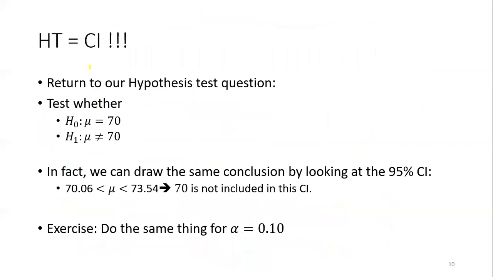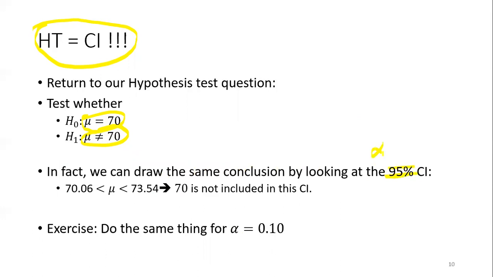A final remark is that hypothesis testing is equivalent to a confidence interval. In fact, this is the start of our discussion at the beginning of this video. Just return to our hypothesis test question, where we test whether mu is equal to 70 or not. We can draw the same conclusion by looking at the 95% confidence interval.